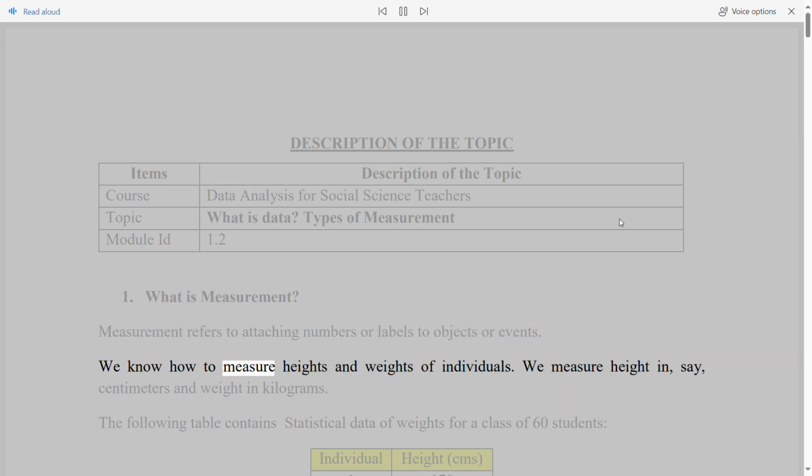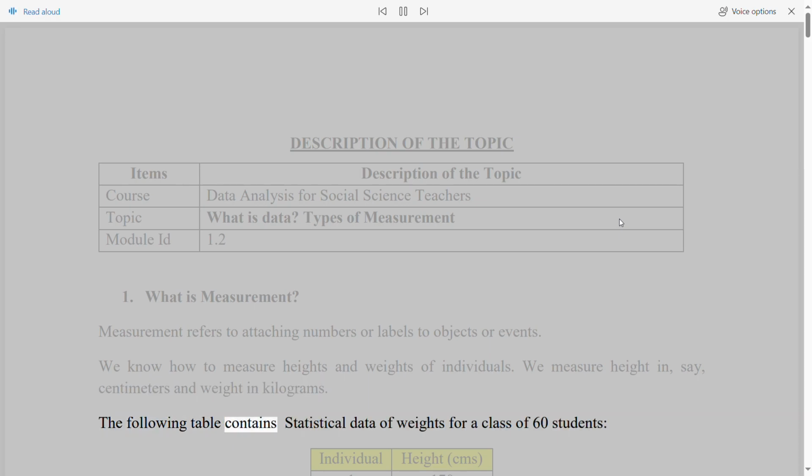We know how to measure heights and weights of individuals. We measure height in, say, centimeters and weight in kilograms. The following table contains statistical data of weights for a class of 60 students.